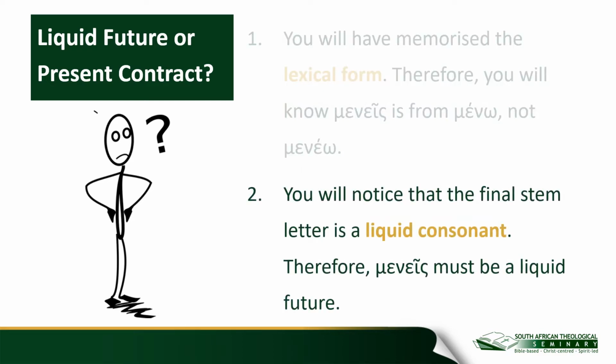You will notice that the final stem letter is a liquid consonant. Therefore, in our example, meneis must be a liquid future. If the final stem letter were not a liquid, it cannot be a liquid future, and you must be looking at a present contract form.